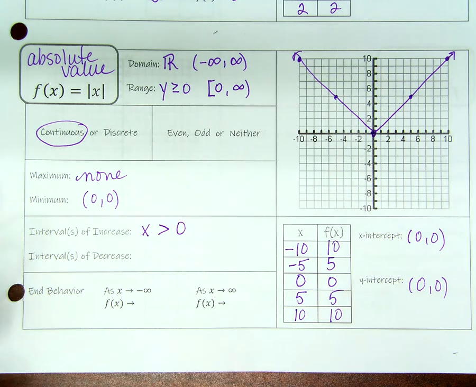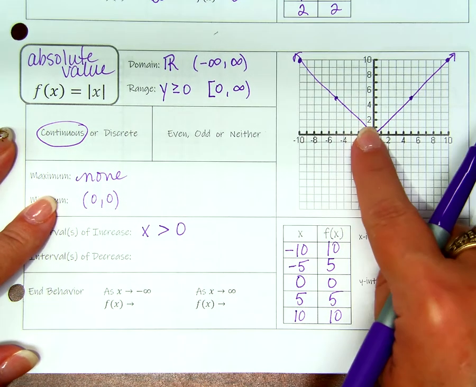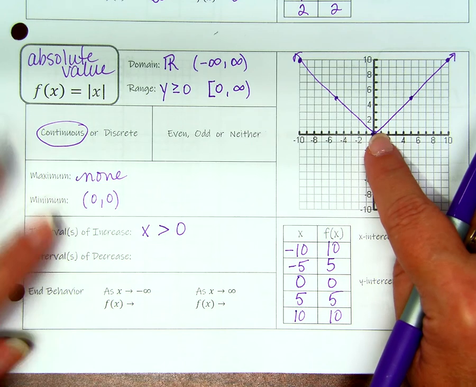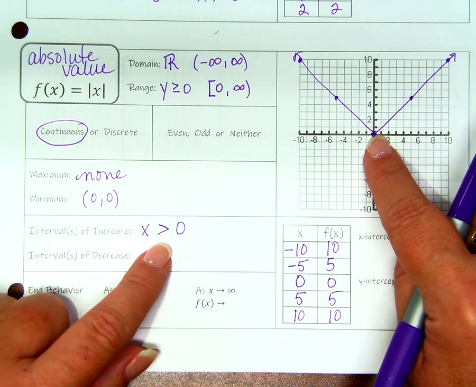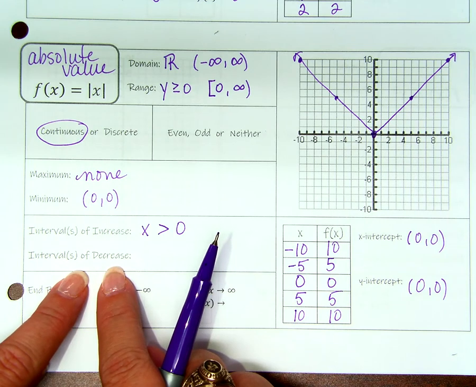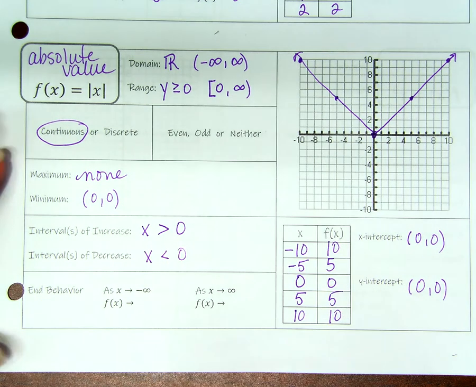So I'm going to argue with you just a little bit, okay? Can you be increasing or decreasing at a change of direction? No. Can you tell that this is the point where it changes directions? It's decreasing and then it's increasing? So we can't decrease or increase at a point, so we just say it's everything greater than that, okay? Where is it decreasing? Everything less than that. So x is less than zero.